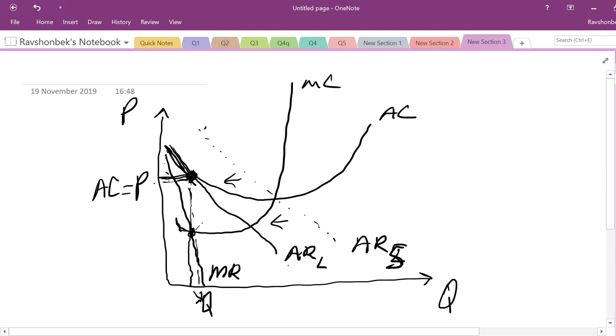And AR in the long run is tangential to the AC curve. It doesn't cross it. It kisses the side of it. It's the right side. If you put yourself in this AC curve, from your perspective, it becomes this point here. That's the relationship between them. And we still have the rule staying here. MR equals MC. And MC still cuts through the bottom of AC. That still keeps going, yeah?